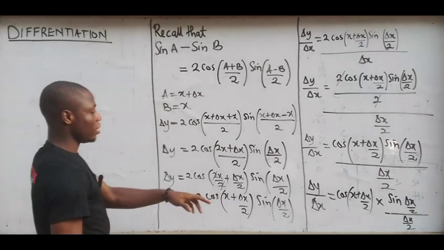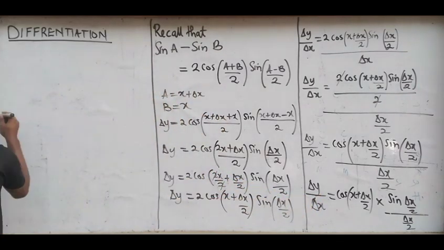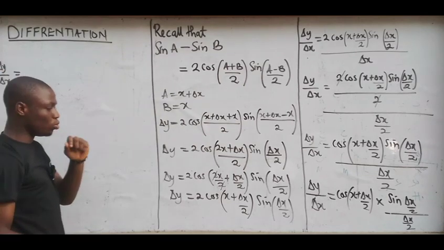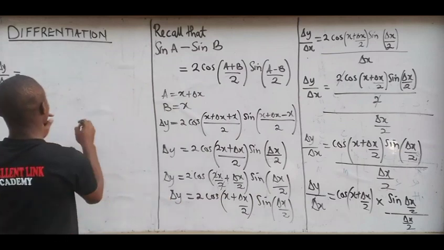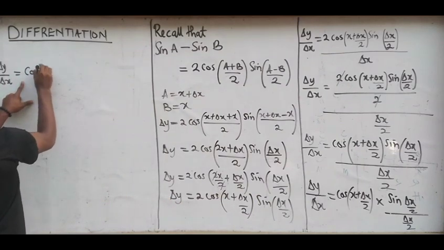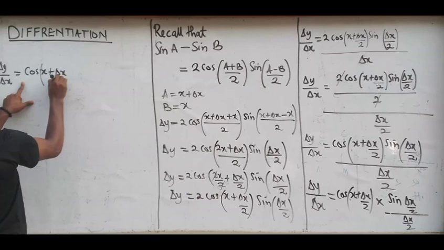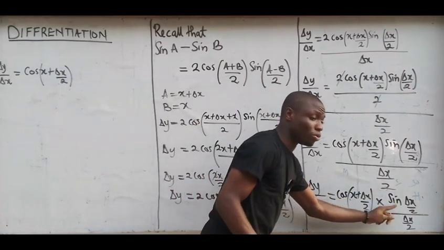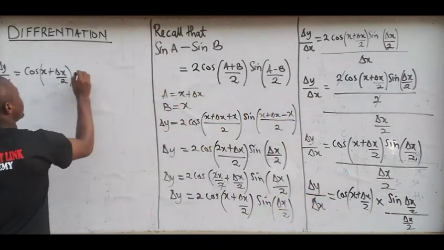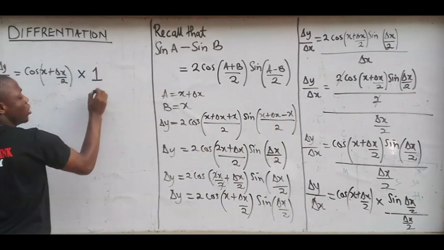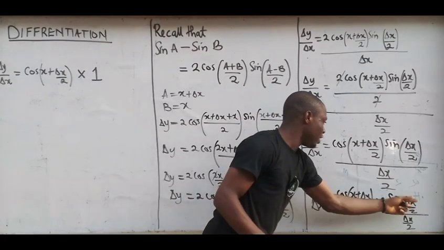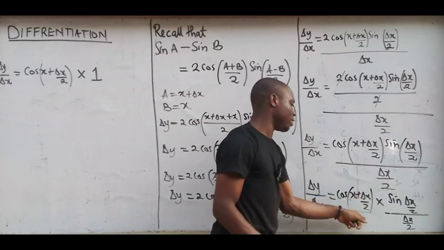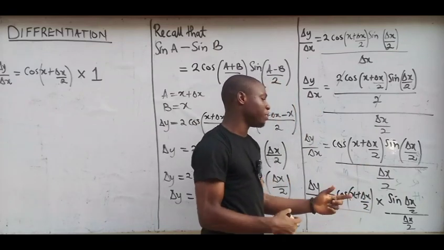Of course, in that case, I'll have that change in y over change in x is now equal to cos x plus change in x over 2. Next, times this becomes 1. I can multiply by 1. Of course, this times this is what is here, all over 1. So we see the same thing with this, please. It's just different in expression.